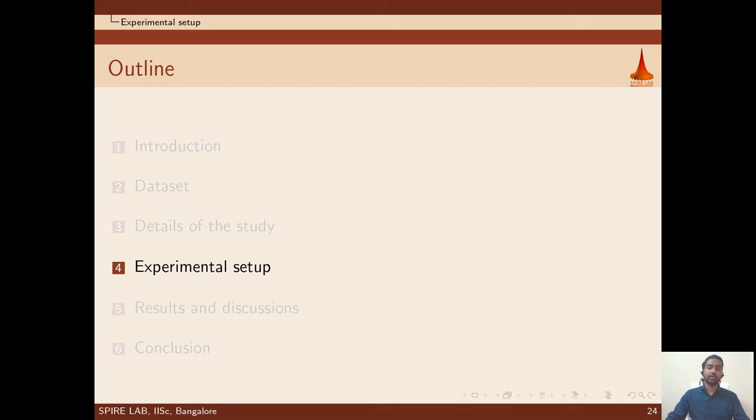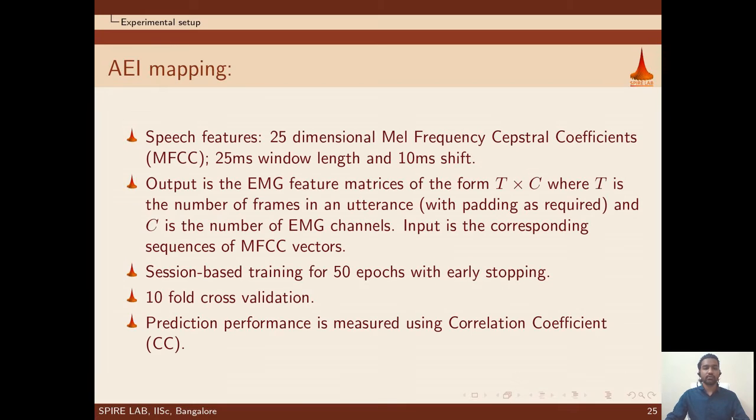Now coming to the experimental setup for the AEI mapping and the raw EMG reconstruction. Firstly, talking about the experimental setup of the AEI mapping. 25-dimensional MFCCs are used as speech features, which are extracted using a 25 millisecond window and a shift of 10 milliseconds. The output of this model is the EMG feature matrix of the form T cross C, where T is the number of frames in an utterance and C is the number of EMG channels. The input to this model is the corresponding sequence of MFCC vectors.